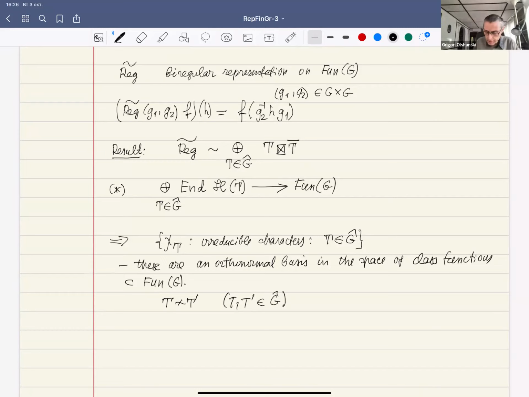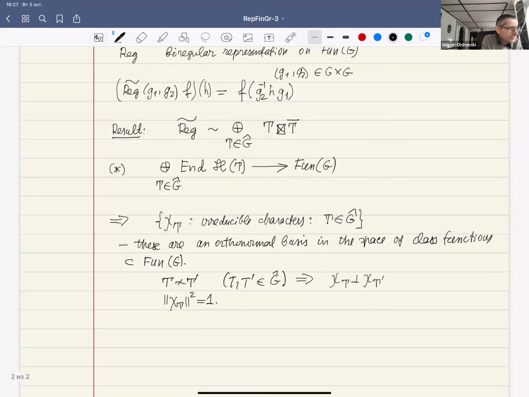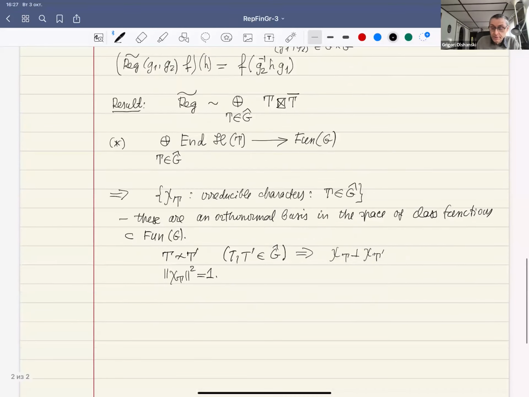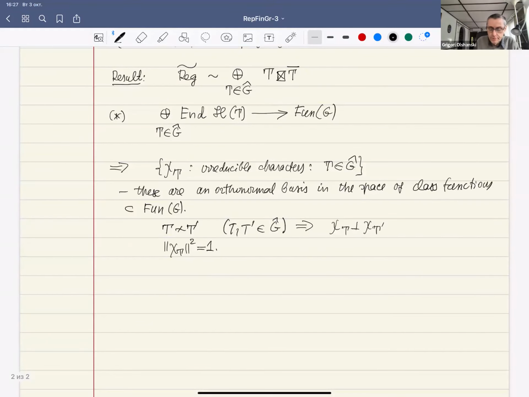Okay, so this implies that the characters are orthogonal and an irreducible character is orthonormal, has squared norm equal to 1. So this is my reminder. Let's develop a little bit these results.